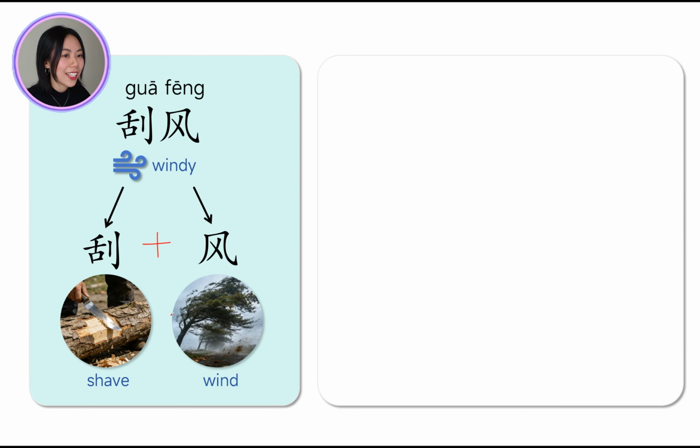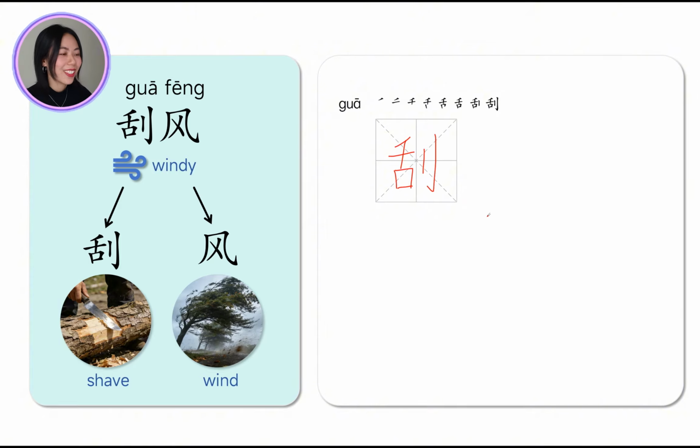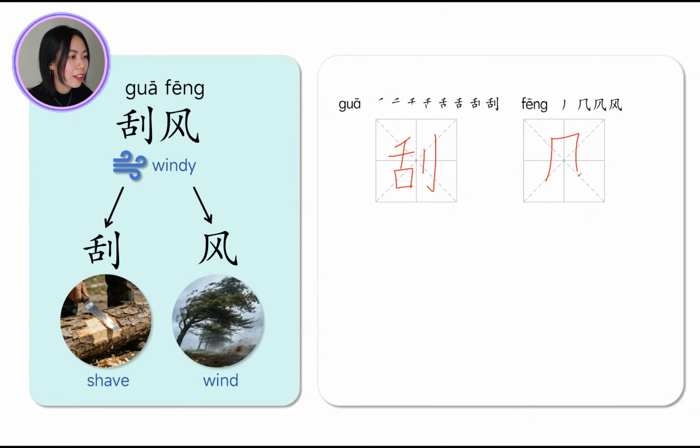Now let's write in the 田字格. 刮 is a left-right structure. 1, 2, 3, 4, 5, 6, 7, 8. Very good. 风 is an easy one. 1, 2, 3, 4. 很好。Let's get to the sentence.